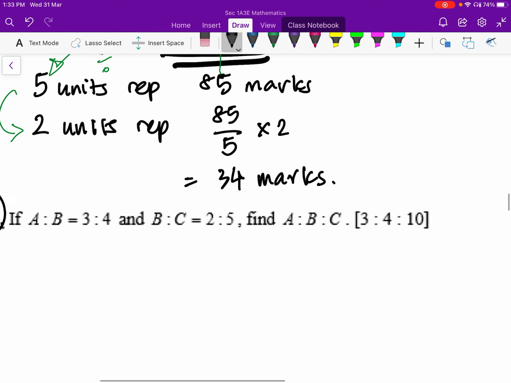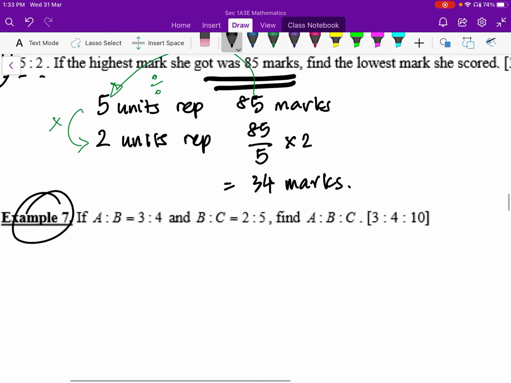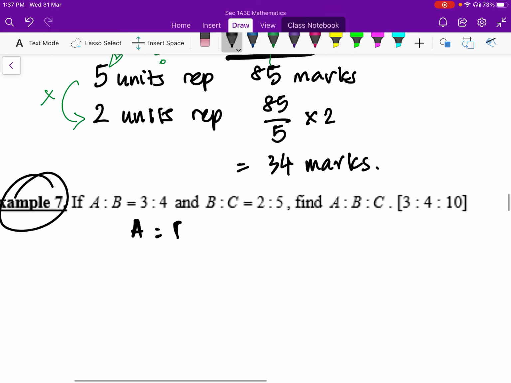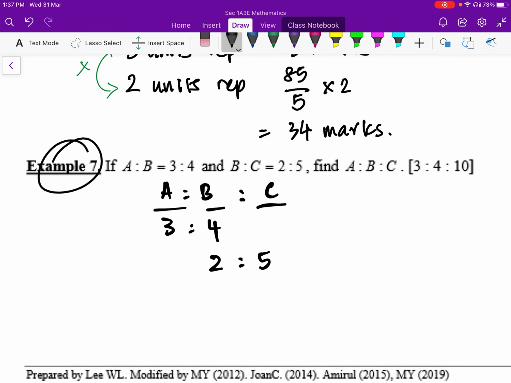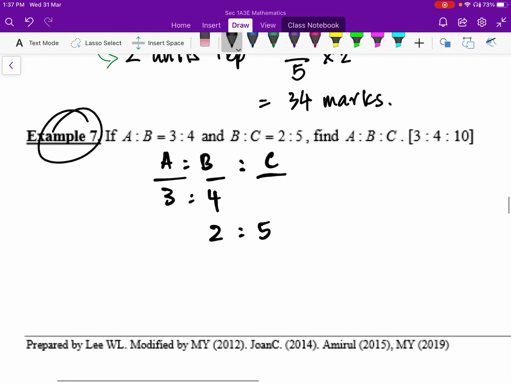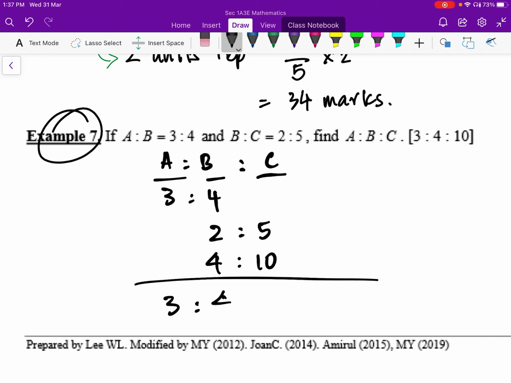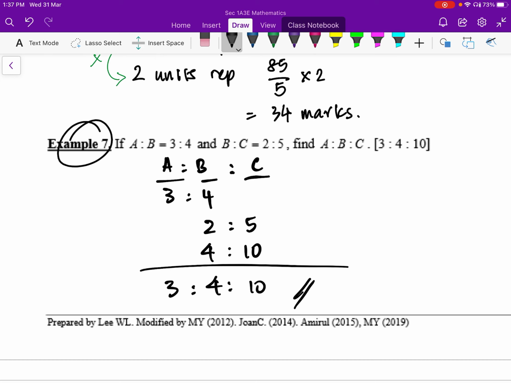Example 7. Okay, next, A to B, we have 3 to 4. Then we have B to C, which is 2 to 5. Now the B term is common. Okay, the B term is common. I need to change my 2 to 5 to become 4 to 10. So in summary, I have 3 to 4 to 10. So that is our example 7.